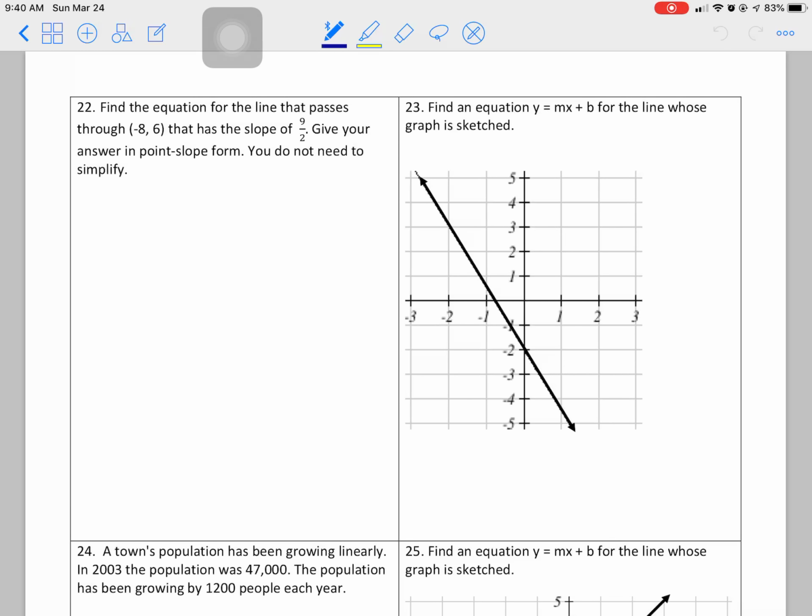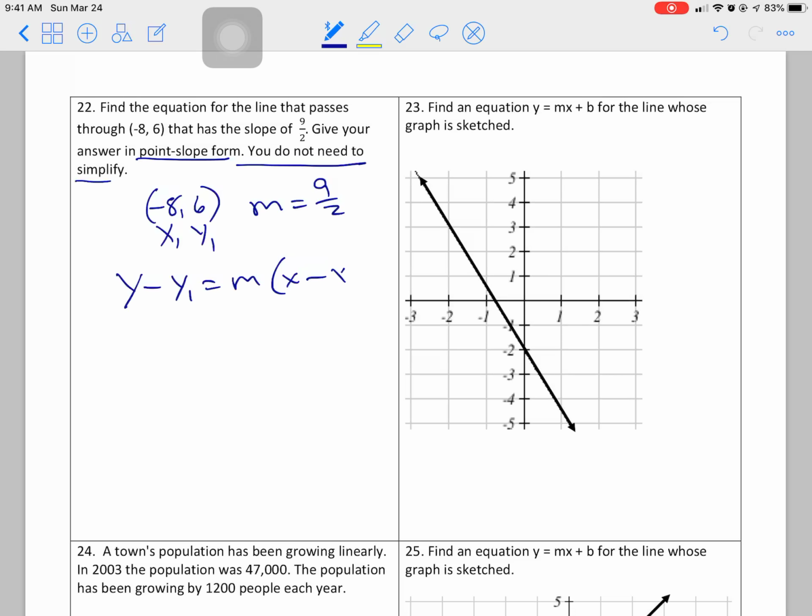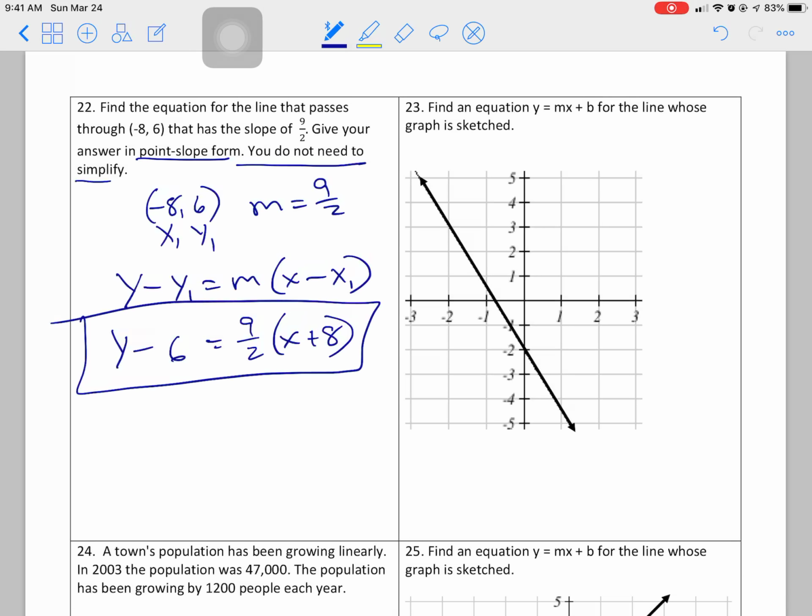All right, we're on the last page. Number 22. Find the equation of the line that passes through this point with the slope. Put your answer in point-slope form. You do not need to simplify, just put it in there. So we have a negative 8, 6, which is x1, y1. We have a slope of 9 over 2. If we're putting it in the point-slope form, you don't have to write this every time. I'm just writing it as good practice. So y minus 6 equals 9 over 2 times x minus a negative 8, which is going to be a plus 8, and I'm done. That's my answer.